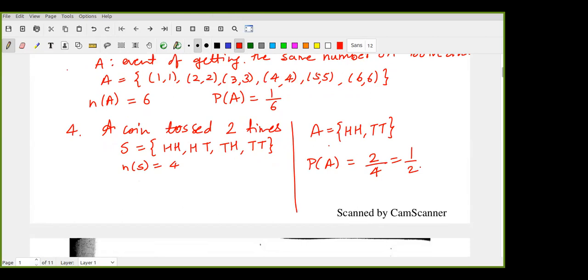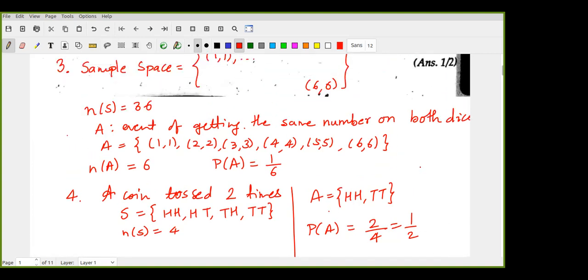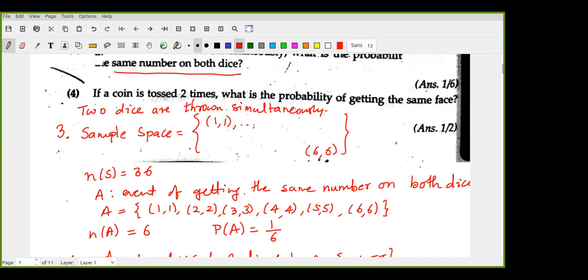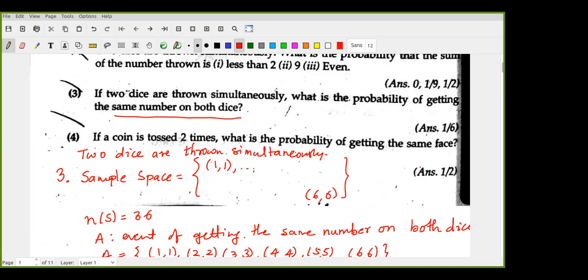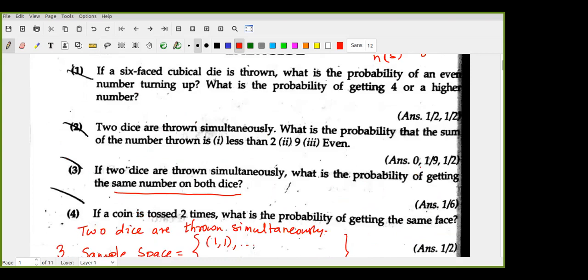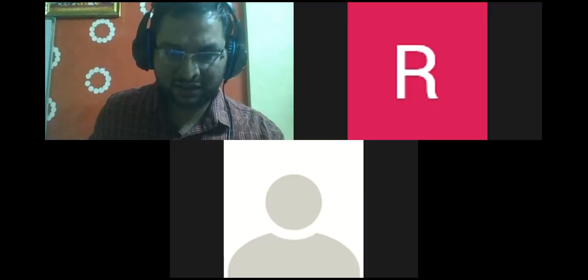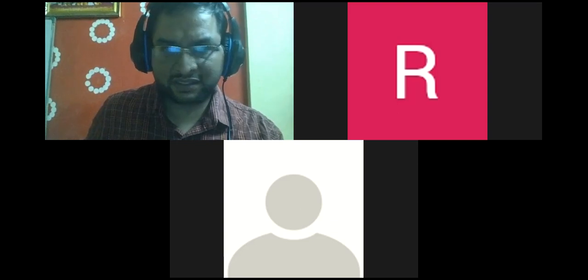Are these 4 problems clear? I know these are difficult problems, but still, is it clear? Okay. So before we move on to other problems, let me just talk about something, because again and again these things are going to come.